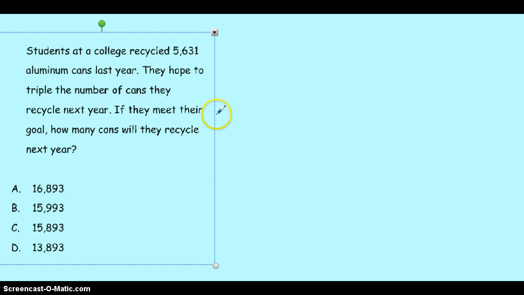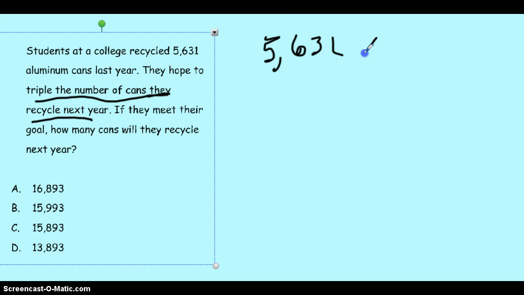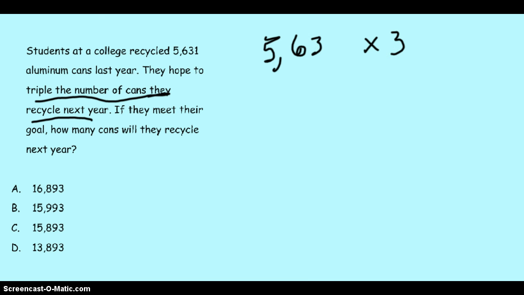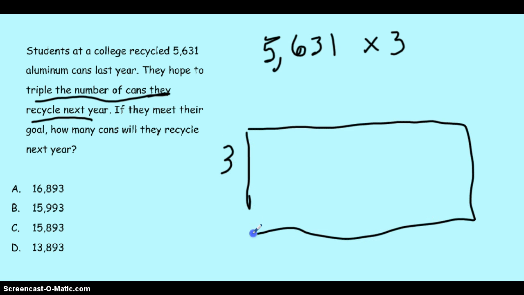The next one, they hope to triple the number. Triple means 3 times. So we know this is a multiplication, so we're going to multiply 5,631 times 3. Why? Because they tripled. So again, we can use our array to help us keep track of all the groups.